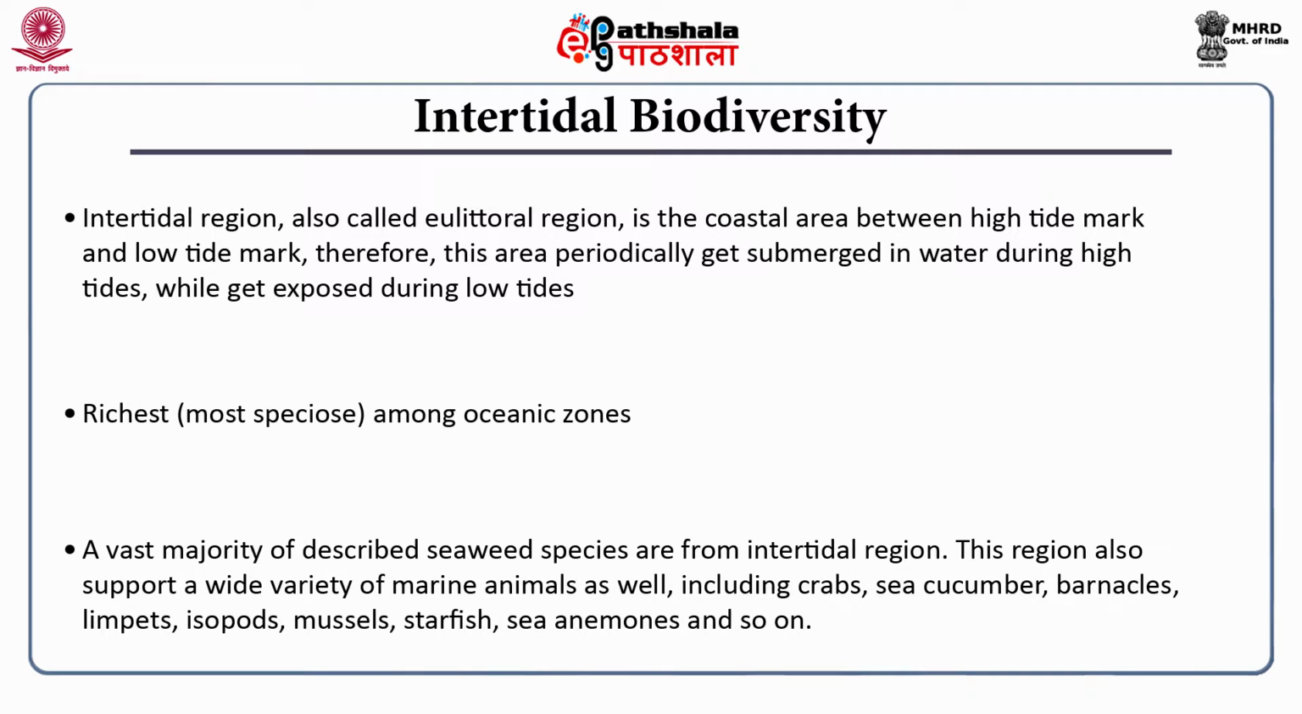A vast majority of described seaweed species are from the intertidal region. This region also supports a wide variety of marine animals as well, including crabs, sea cucumber, barnacles, limpets, isopods, mussels, starfish, sea anemone, and so on.